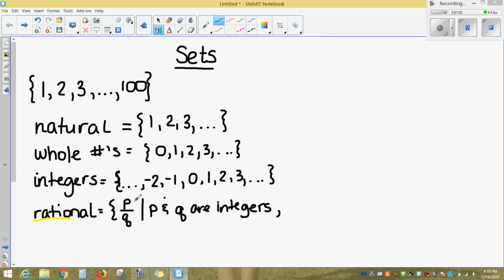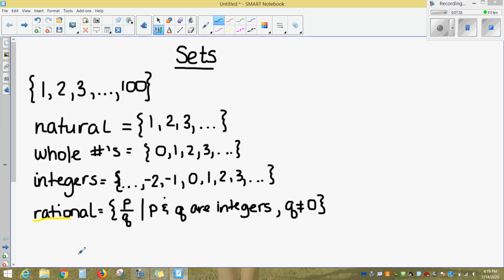Now while p can be any number from this list, if we think to what we know about fractions, q is in the denominator, and the one number I can never divide by is 0. That makes the fraction undefined. So if there are any restrictions on p and q being integers, I have to make sure that I don't pick 0 for q. 0 for p is fine, but 0 for q is not.